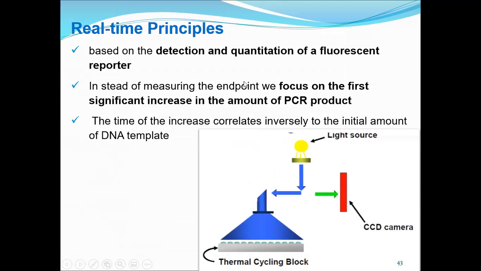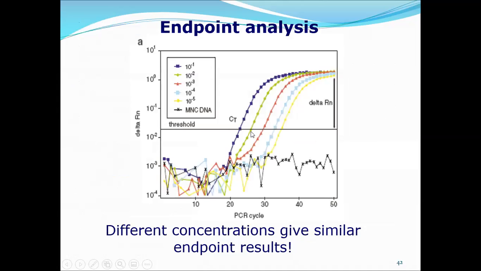The principle is based on the detection and quantitation of a fluorescent reporter. So instead of measuring the endpoint, we focus on the first significant increase in the amount of PCR product, and the time of increase correlates inversely to the initial amount of template DNA. So as I have told earlier, if you have more DNA, it will start amplifying earlier.